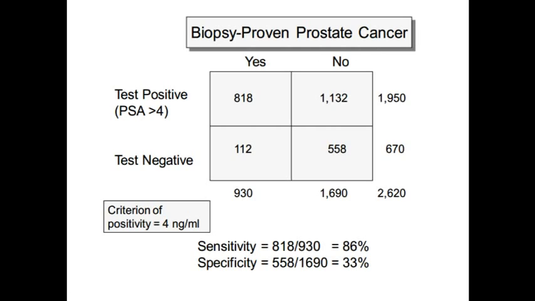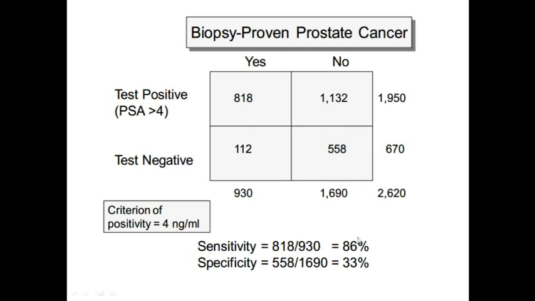So for calculation of sensitivity of the PSA test in detecting prostate cancer, we get the sensitivity as 818 divided by 930, because this is the number of all those who are tested positive and who are diseased, and this is the total number of disease. So our sensitivity is given by 818 over 930, that is 86%. Whereas the specificity of the test is given by those who are tested negative from all those who were not diseased. So it's 558 over 1690, which gives about 33%.